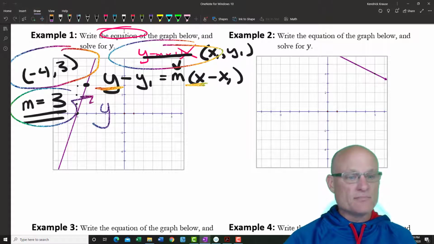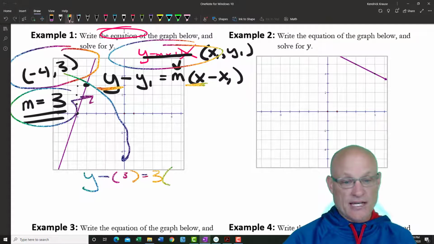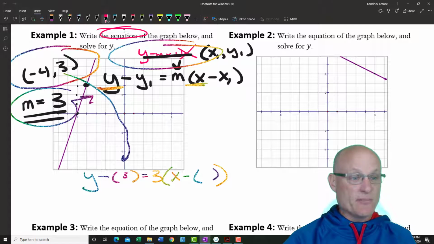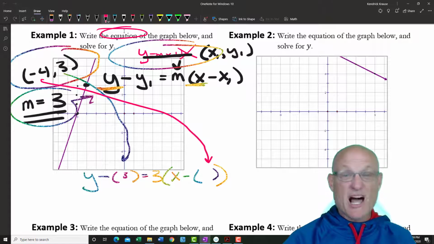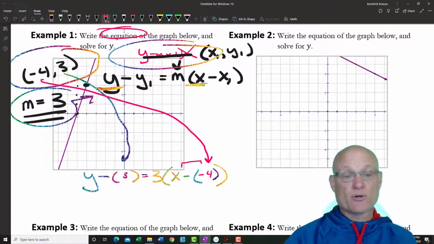Let me do it down below. So you're going to do y minus the y point, 3, equals the slope, which is 3, times x minus. Now this is why you have to be careful with negatives in Algebra 2 especially. That's a negative 4 that goes in there. If you didn't put it in parentheses, you might not realize that's really an x plus 4.